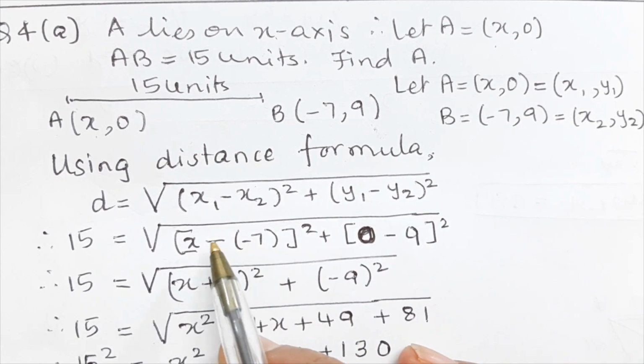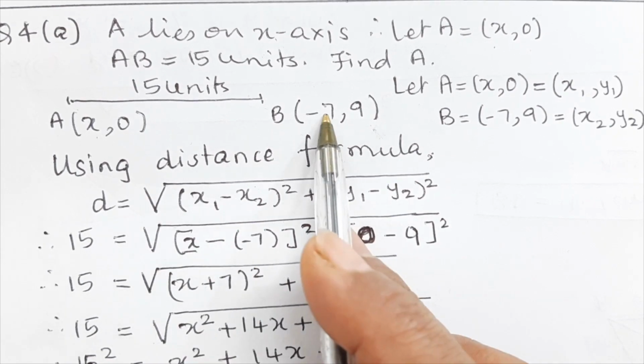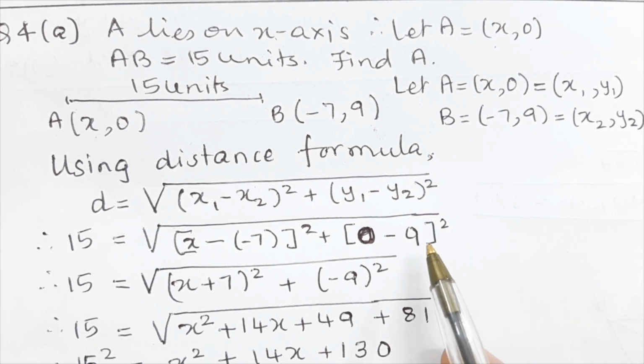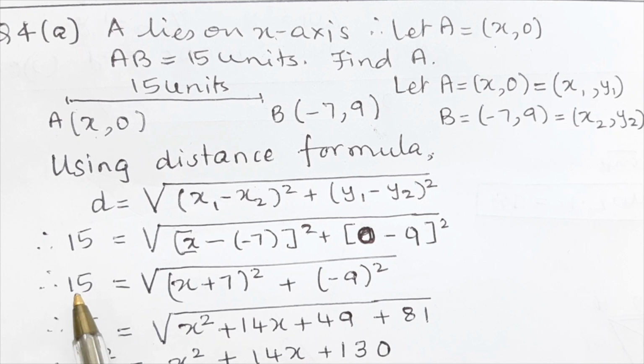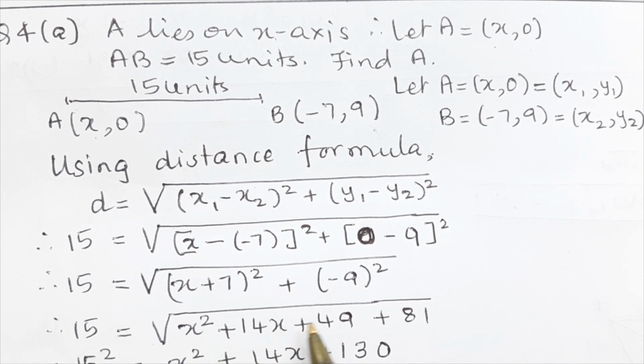Okay. And then all we have to do is substitute. Your distance is 15. So under root x minus 7. Okay. And here it will be 0 minus 9. All right. So when we are writing the next step, it becomes 15 equal to under root x, minus into minus becomes plus 7 whole square, and here 0 minus 9 is minus 9 whole square, and so it becomes 15 equal to under root, this becomes x squared plus 14x plus 49, and here it becomes plus 81. We are using a plus b whole square formula, which is a square plus 2ab plus b square.